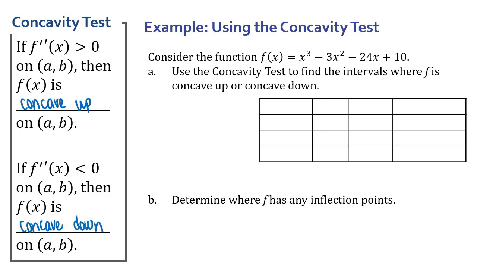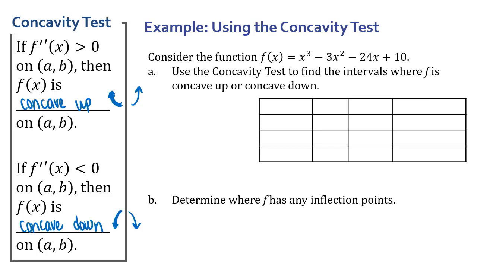So remember with concavity, concave up kind of looks like a smiley face. Concave down looks like a frowny face. So you can be increasing and concave down, like this piece right here is increasing, but it's concave down. You can also be decreasing and concave up. This piece right here is concave up, but it's a decreasing function as we look at it from left to right.